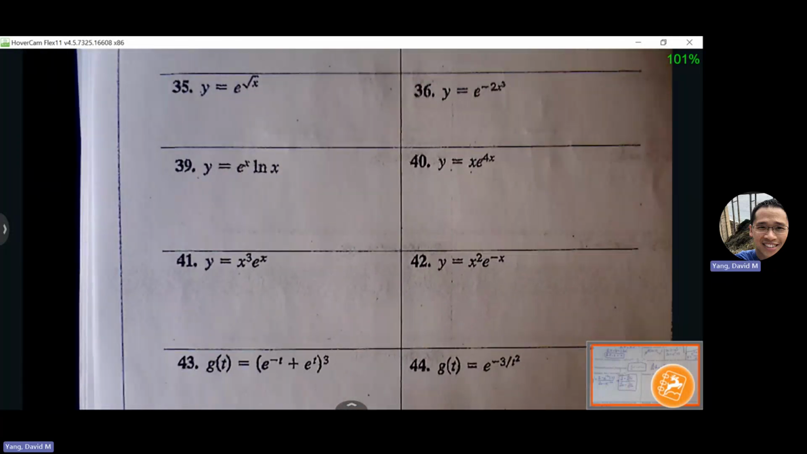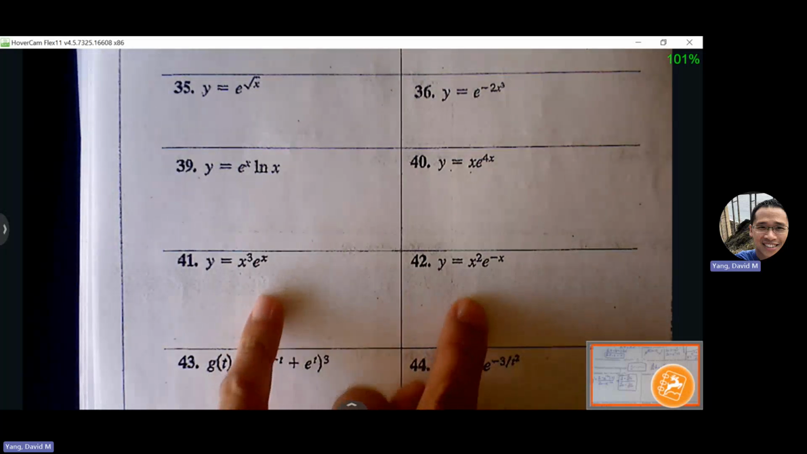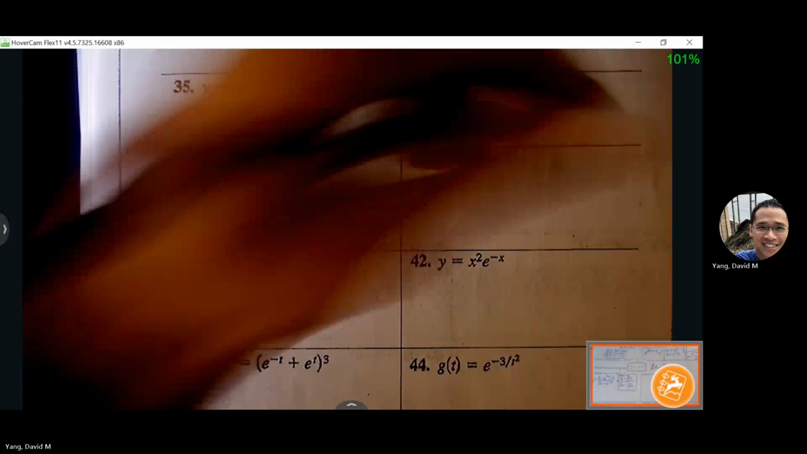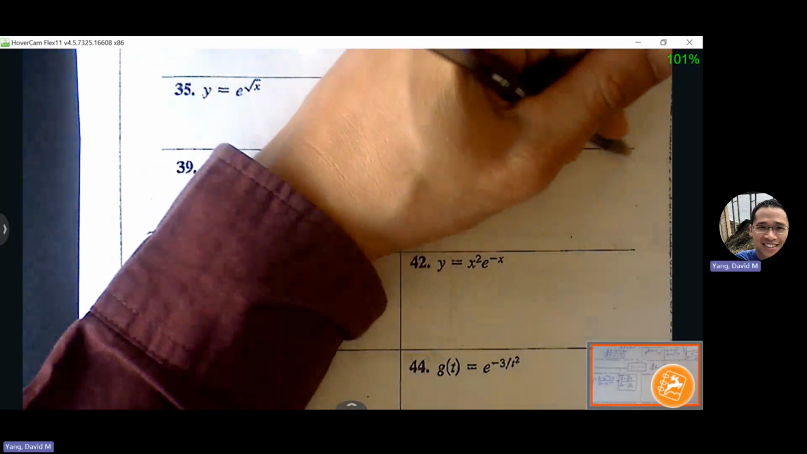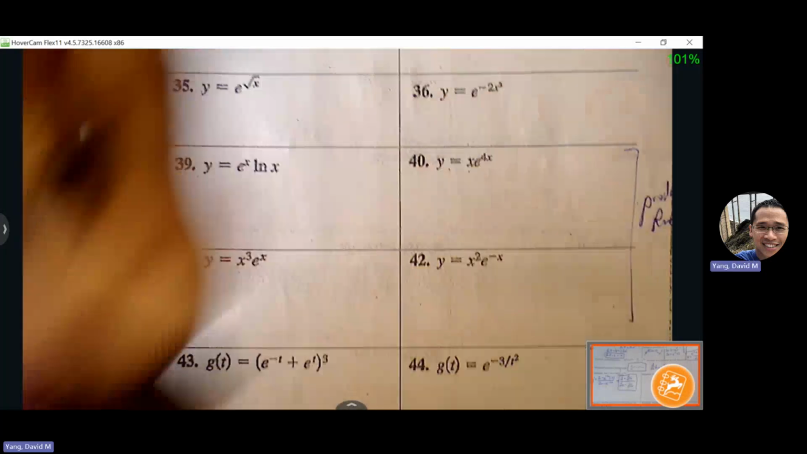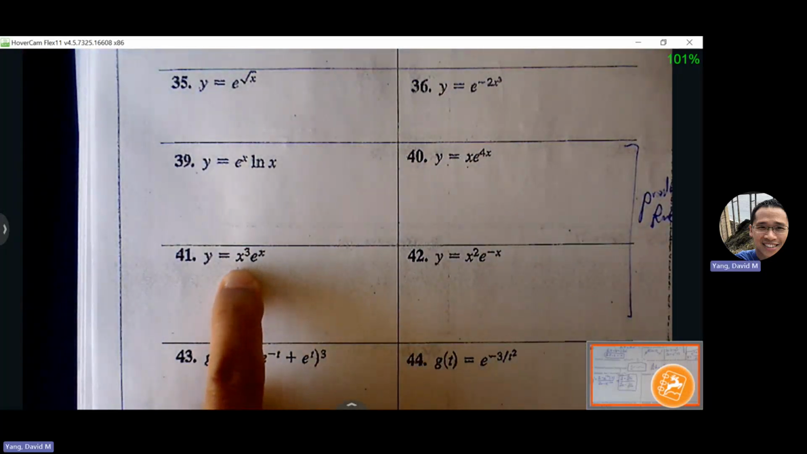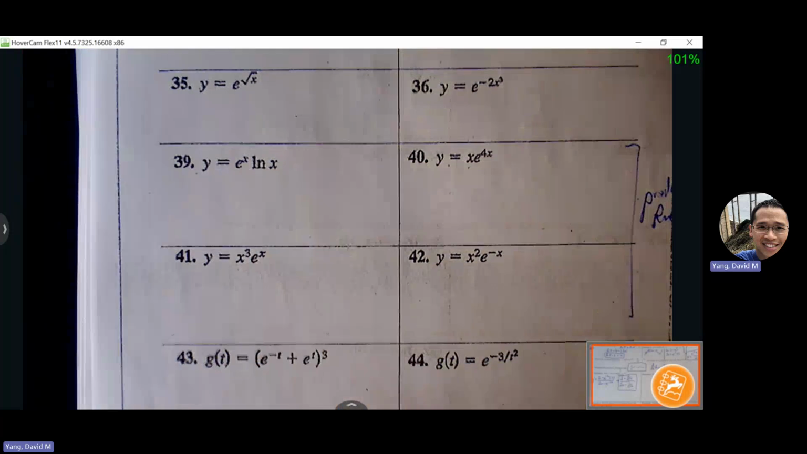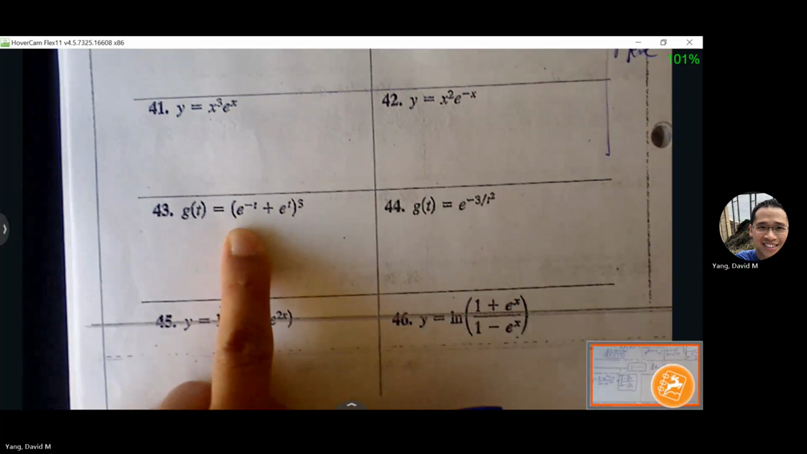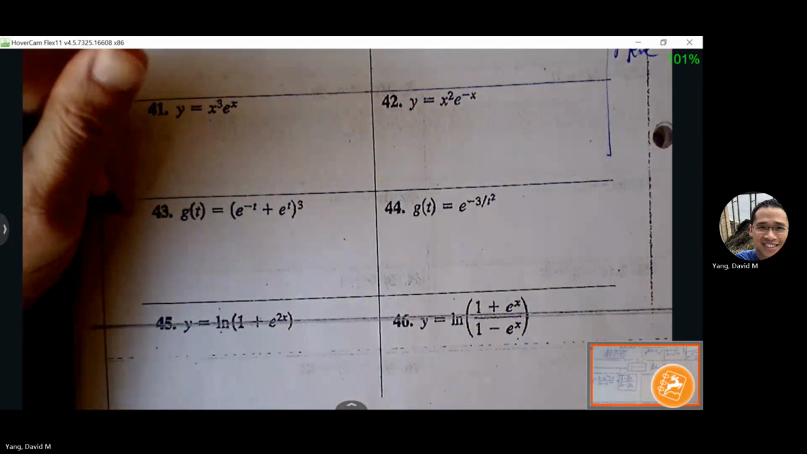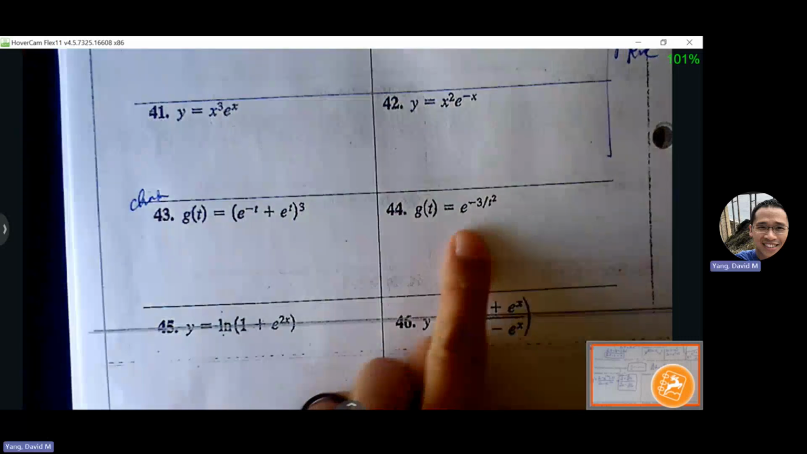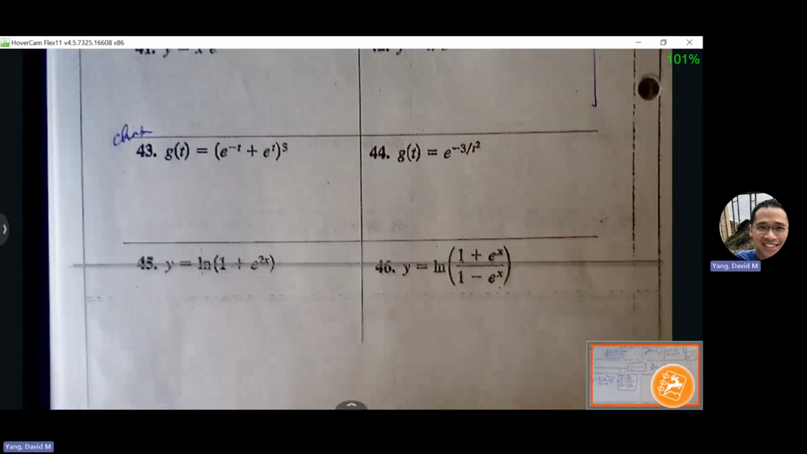But starting with 39 to 42, what do you see? All these require what? Yeah, they all require product rule. We see that we have distinct expressions that are outside of each other. What about 43? Chain rule, yep, good. This is again just e to the u times u prime.